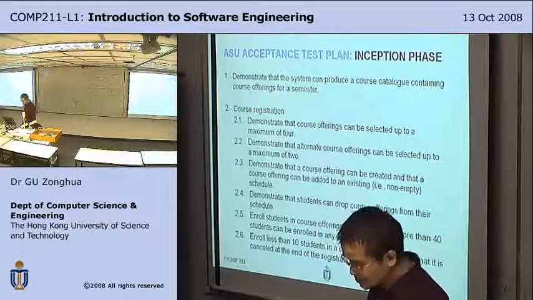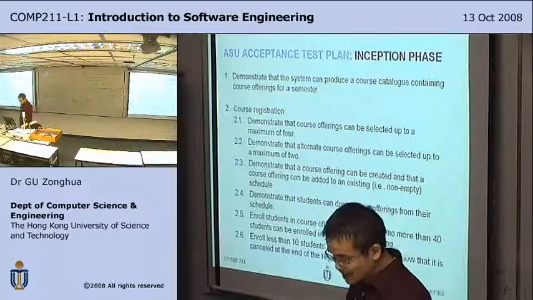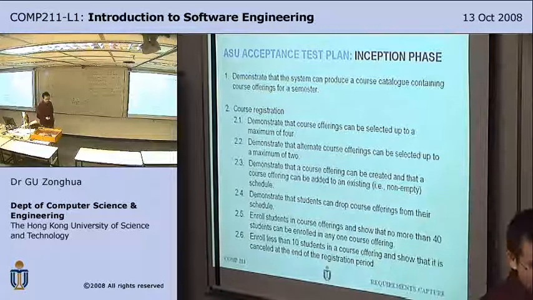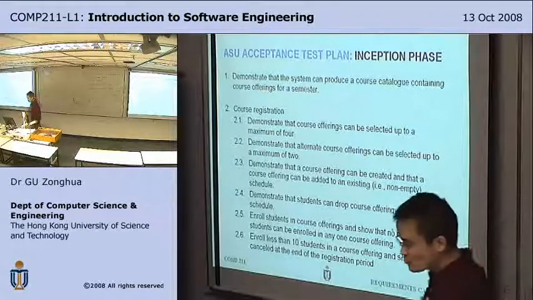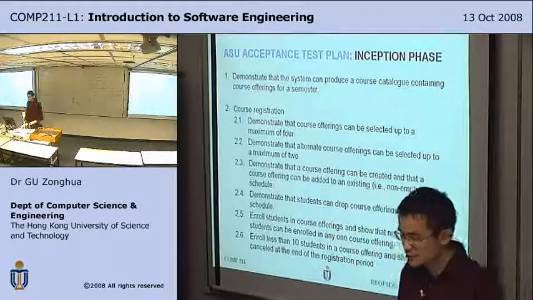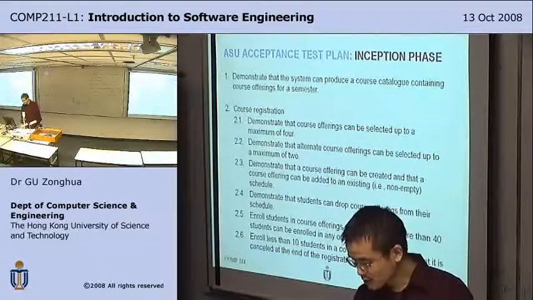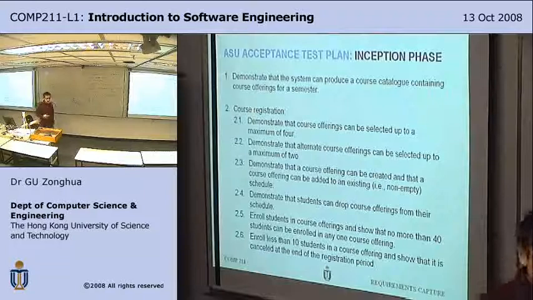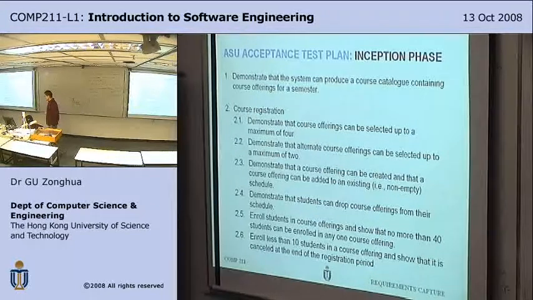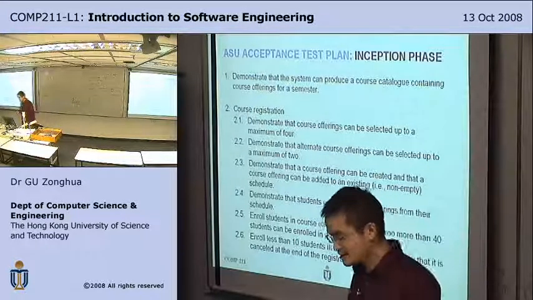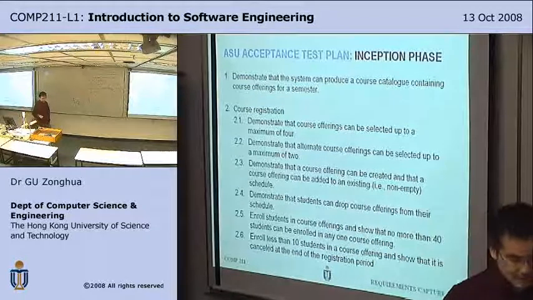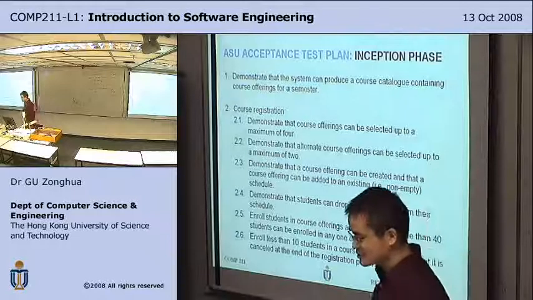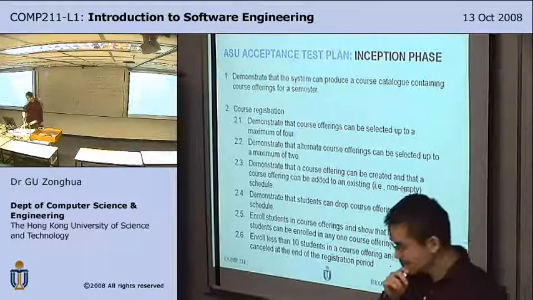And for course registration, the first one says students can select up to 4 course offerings. That's the requirement. And in the test plan, you say, demonstrate that course offerings can be selected up to a maximum of 4. Essentially, it's the same thing. It's just expressed in a way like an instruction. So this is what's given to you at activity 1, perhaps a demo stage, when we give you specific instructions as to what to do and see if you can do it or not.